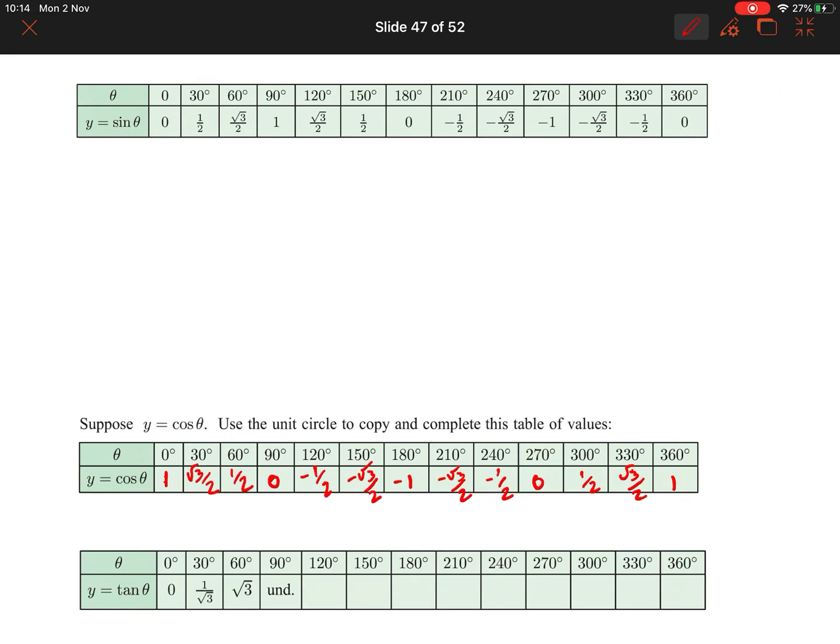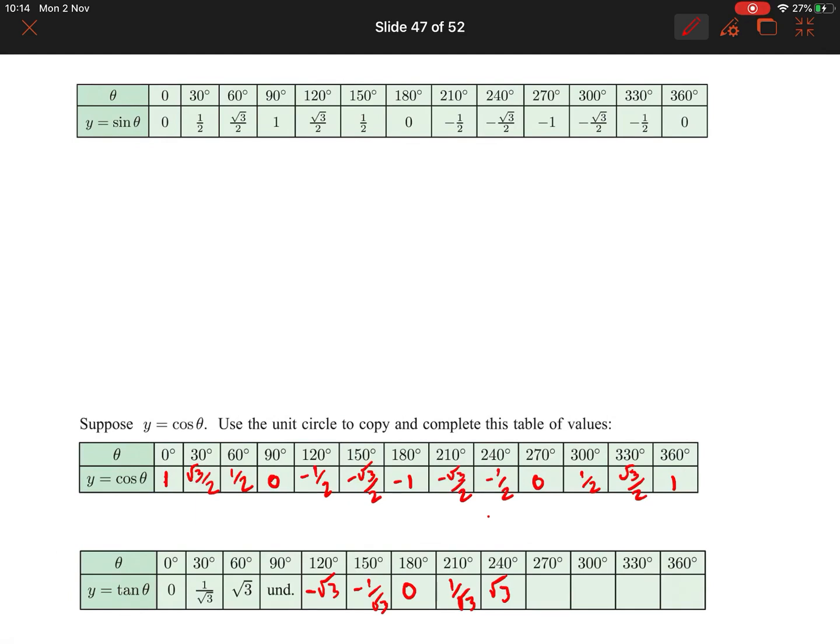Okay? Tan of 120 we can do. Let's just put that in my calculator. Tan of 120 is negative root 3. Tan of 150, negative 1 over root 3. Tan of 180, I think we'll find is 0. Okay, tan of 210, just using a calculator, is 1 over root 3. So the pattern will start again, root 3.